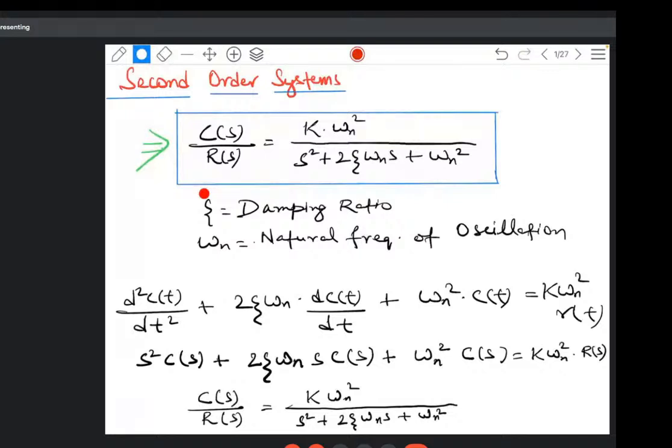So if zeta will increase, the damping will decrease. For zeta equal to 0, the oscillation will never damp out and the oscillation will get sustained. Means it will continue to oscillate even at the steady state or infinite time period. But if I increase the zeta and take the optimum value of zeta, then definitely all the oscillation is going to damp out.